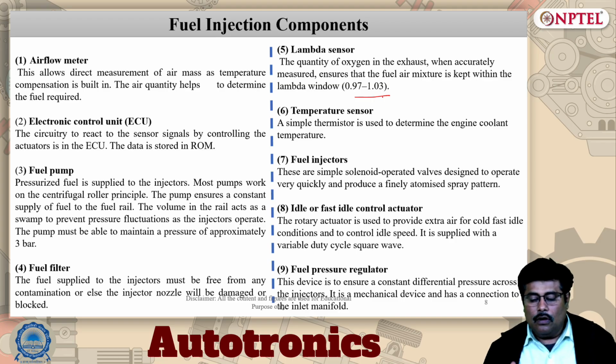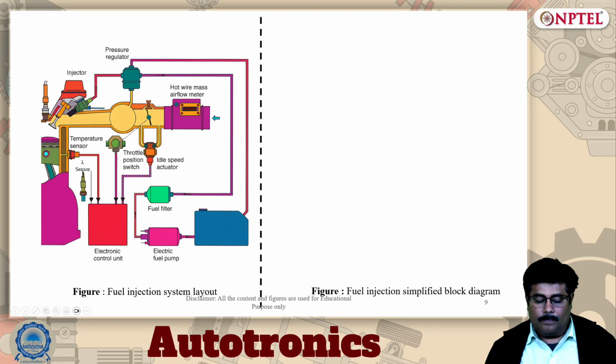Next, we have an idle or fast idle control actuator. The rotary actuator is used to provide extra air for cold fast idle conditions and to control the idle speed. It is supplied with a variable duty cycle, in the form of a square wave. It also has a fuel pressure regulator. This device ensures a constant differential pressure across the injector. It is a mechanical device and has a connection to the inlet manifold.